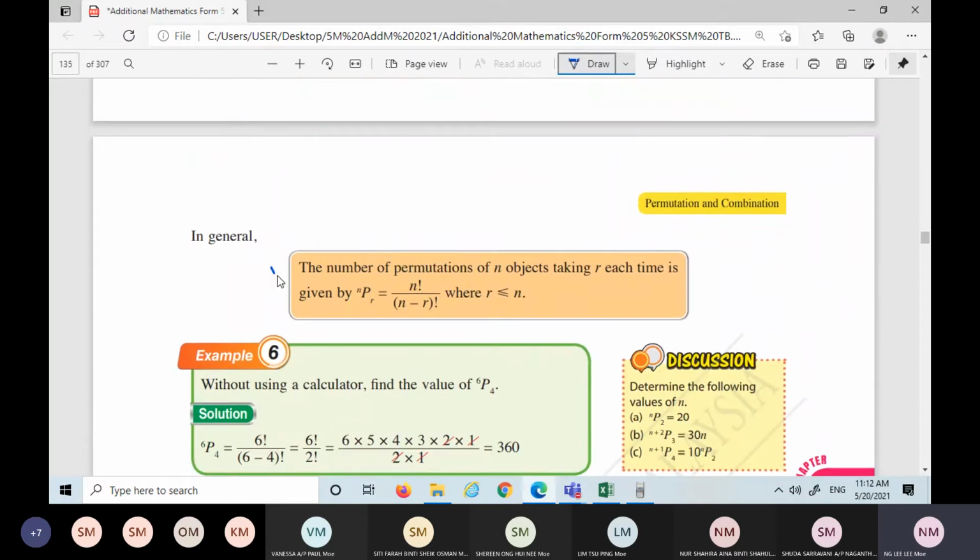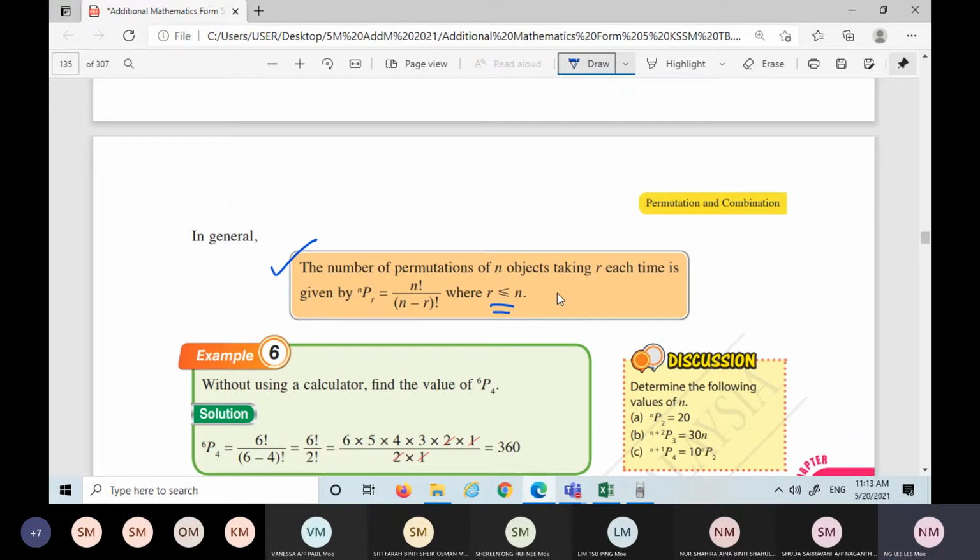So this one you can copy in your notes. The number of permutations of n objects taken r at a time is given by nPr. And you must follow this: r must be smaller than n or equal to n. It can be equal to n, but it cannot be bigger than n.